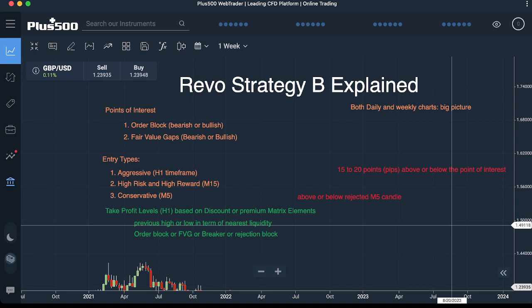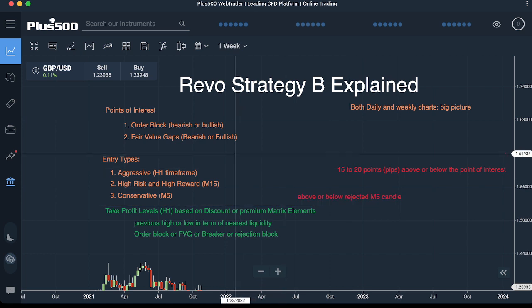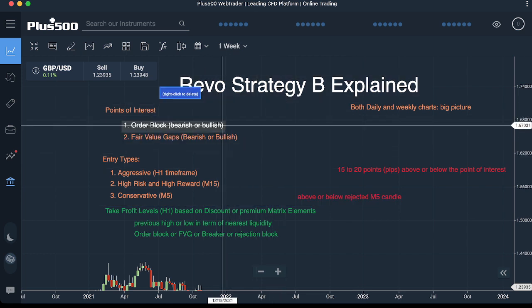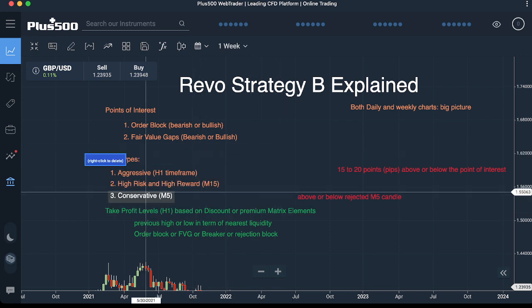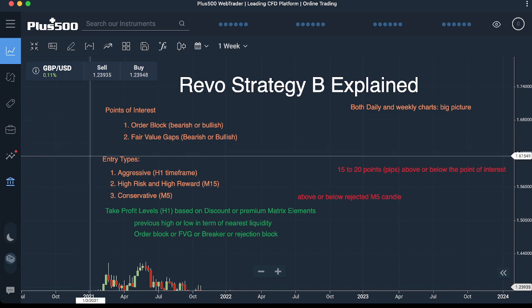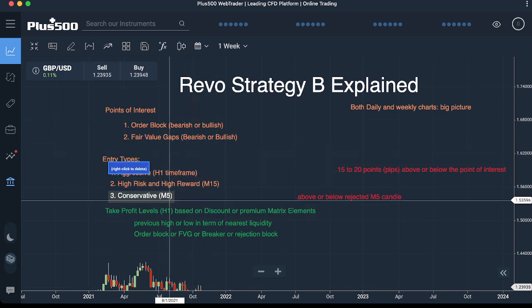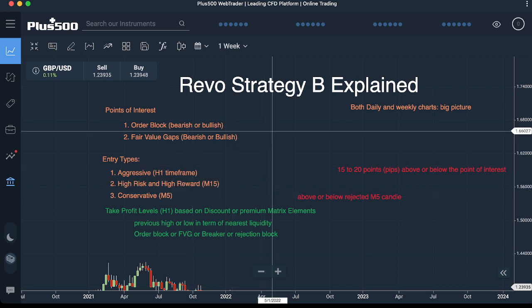In the last part, which was part 1, I went through some theoretical discussion about strategy B, and basically talked about the requirements for this strategy and how we can find it in the daily and weekly chart as a big picture. Then we use the H1 time frame, M15 time frame, and M5 time frame as three different entry type techniques.